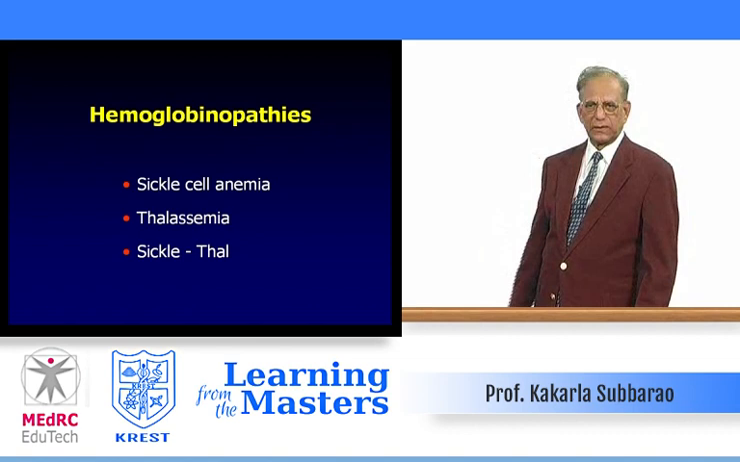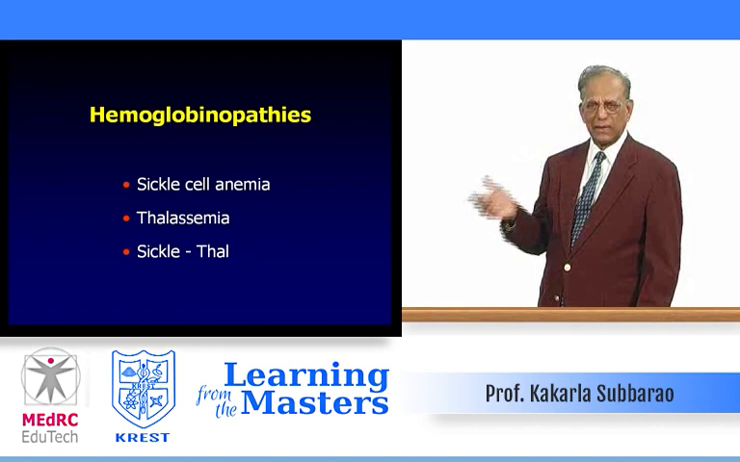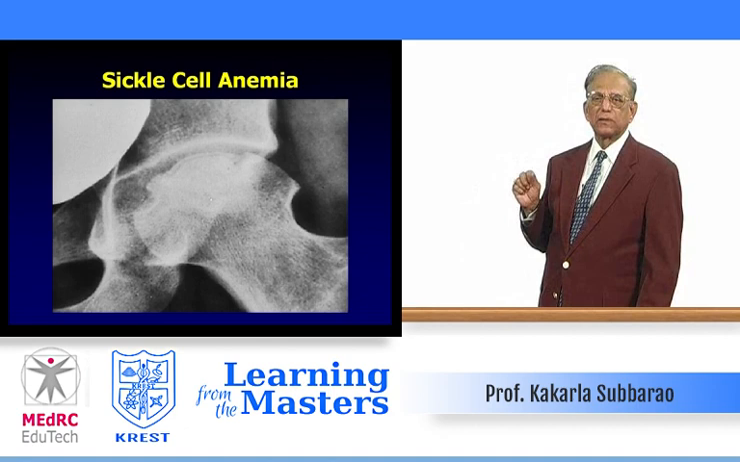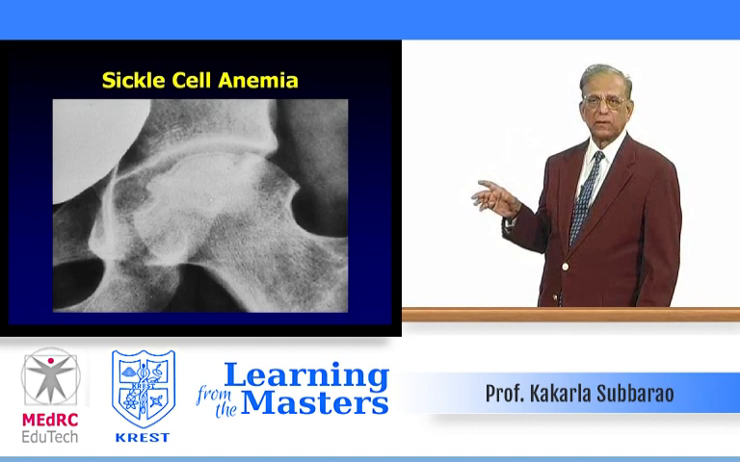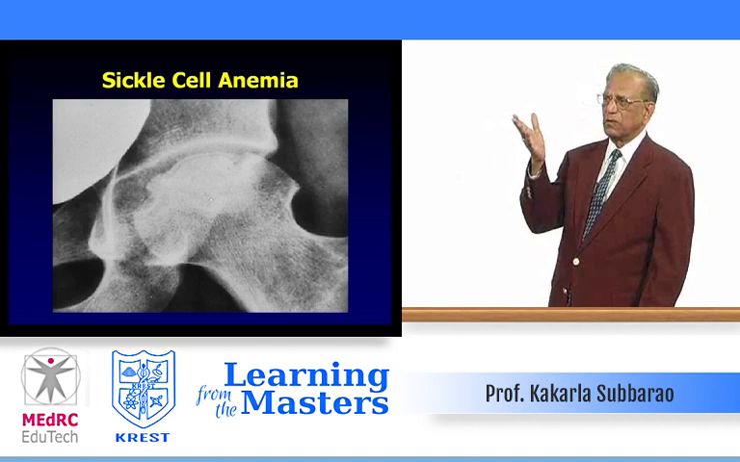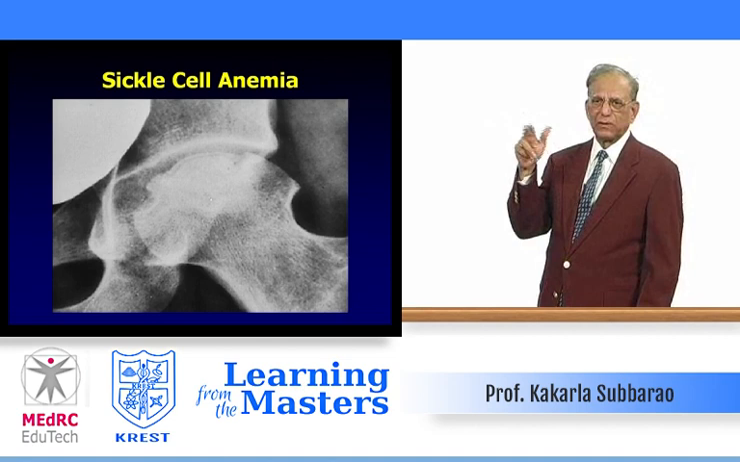Hemoglobinopathies, sickle cell anemia, thalassemia, or occasionally the combination of sickle and thalassemia. Sickle cell anemia, ischemic necrosis is rather common. If it is a long bone shaft, it is called infarcts. In the articular margins, we call it ischemic necrosis. Almost simulates Perthes disease. Look at the thick articular marginal sclerosis and then a bone fragment as if there is a sequestration.